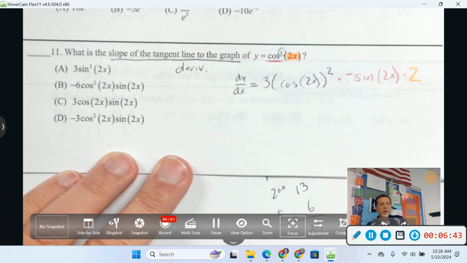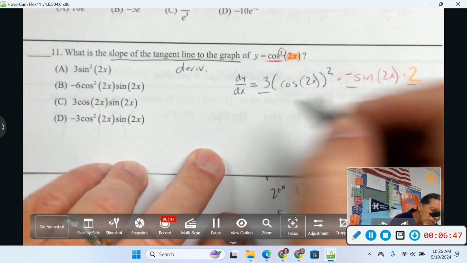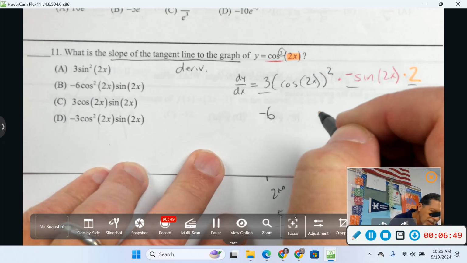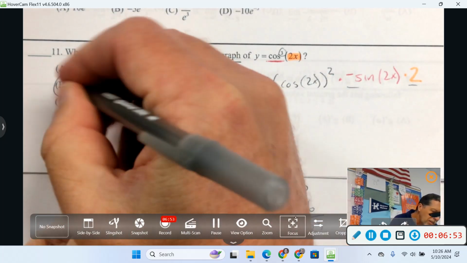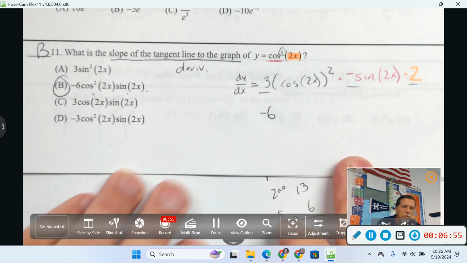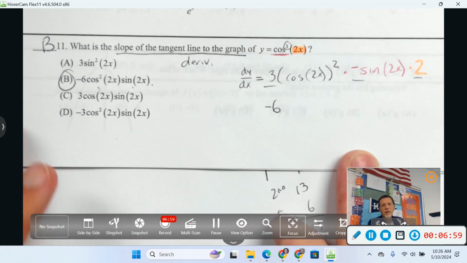And then it's just a matter of collecting all the things. 3 times negative 2 is negative 6. Cosine squared times sine, so it's answer B. So it was maybe not the longest written out, but the most complicated answer.